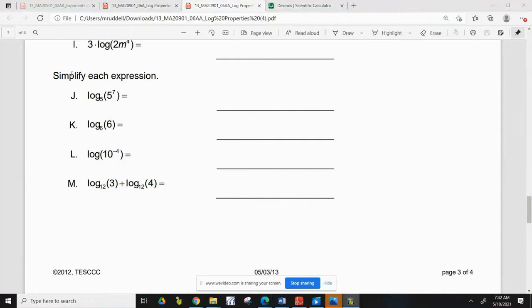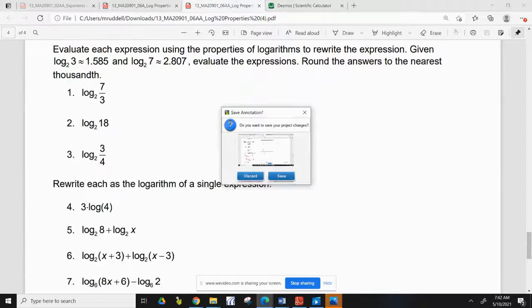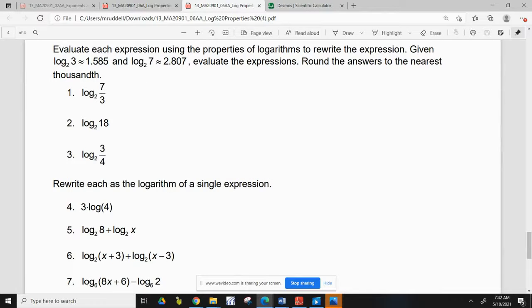All right. So your assignment is your practice problems. You can use log properties. I'll tell you, the scientific calculator will not do these logs that have a base other than 10, but the graphing calculator will.